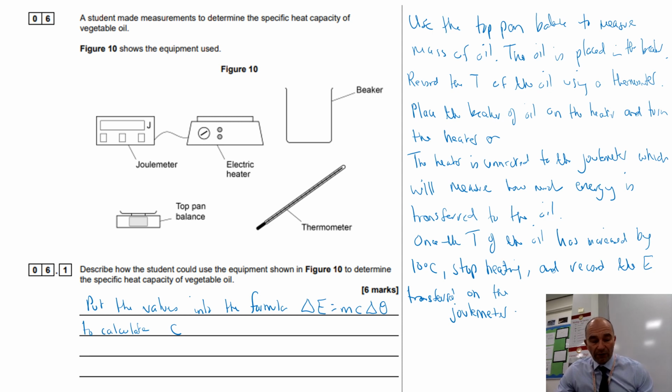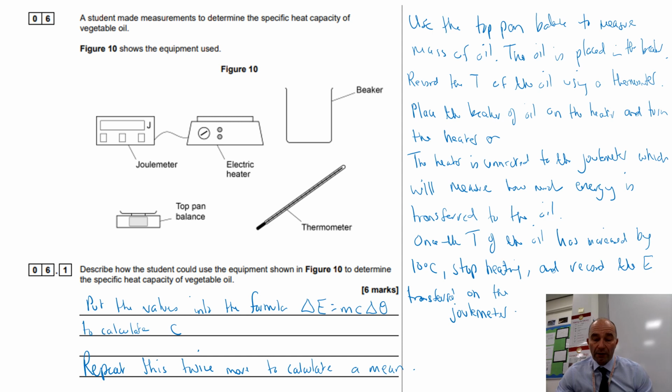Now, a nice bit to add on as well, just to hopefully guarantee that we get the full 6 marks. Repeat this twice, so we end up with 3 results. Repeat this twice more to calculate a mean. If you include that, you've got 6 marks.